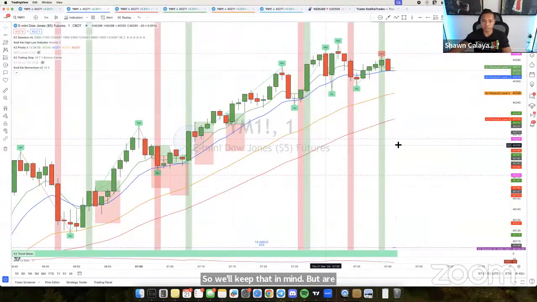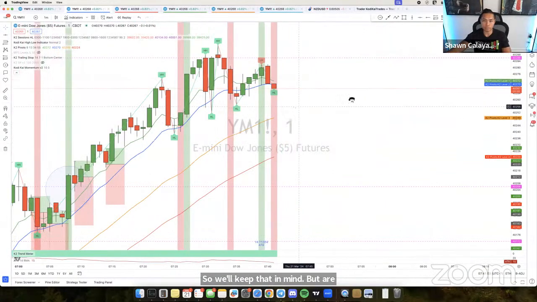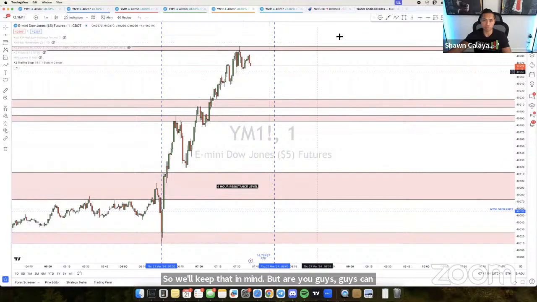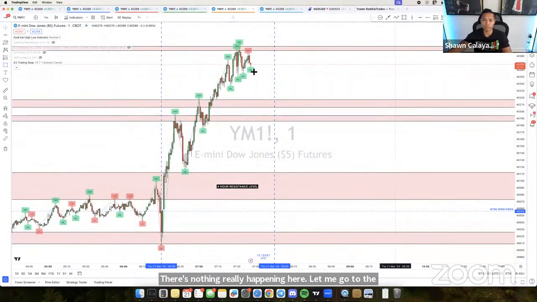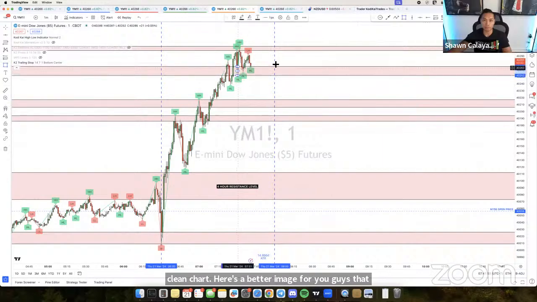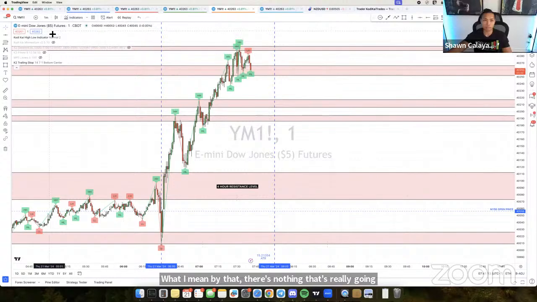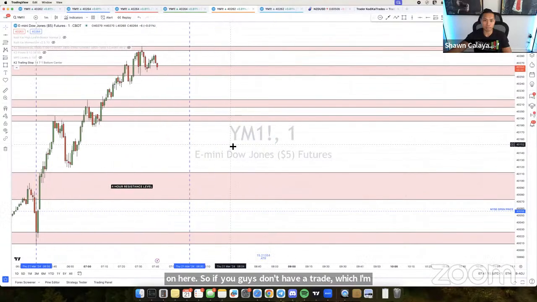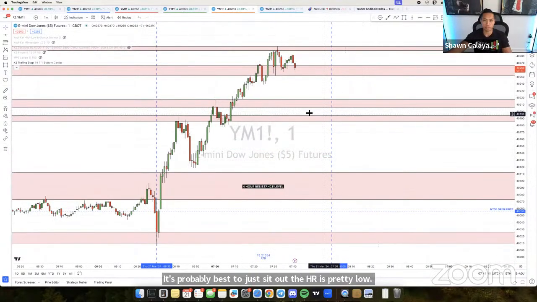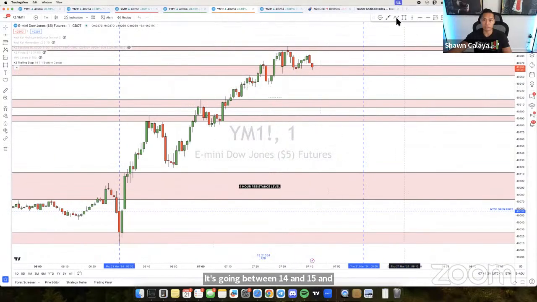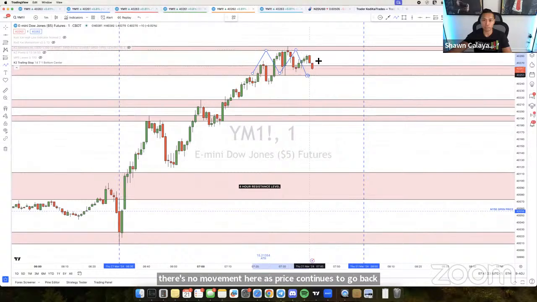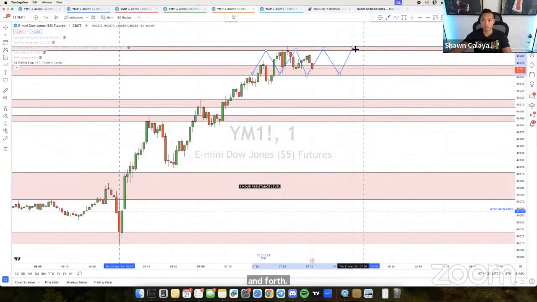But all right, guys, as you can see, the market here is starting to get really slow. There's nothing really happening here. Let me go to the clean chart. Here's a better image for you guys so that you have an idea of what I mean. So if you don't have to trade, which I'm sure the majority of you don't, it's probably best to just sit out. The ATR is pretty low. It's going between 14 and 15. And you can see that there's no movement as price continues to go back and forth within this range consolidation.